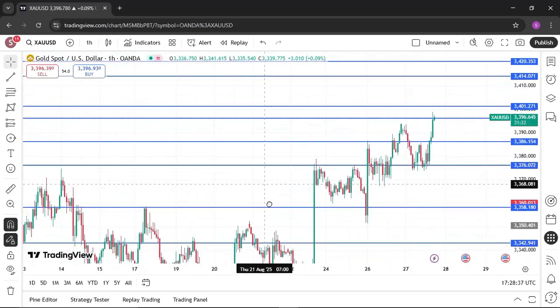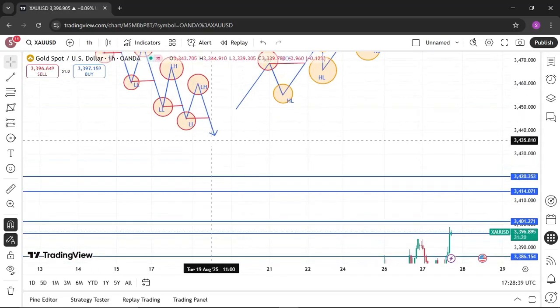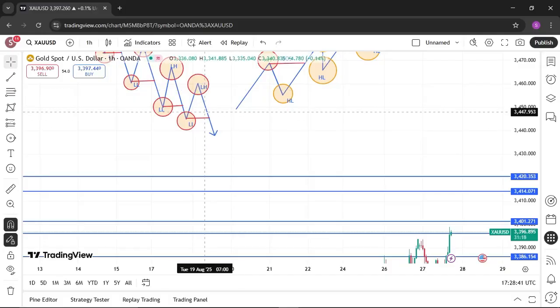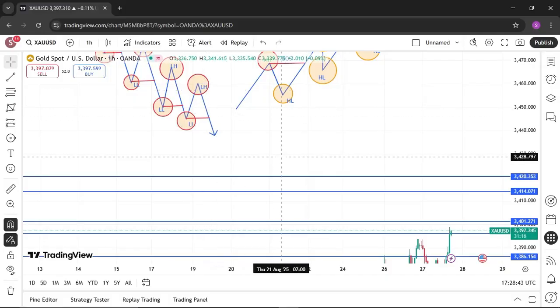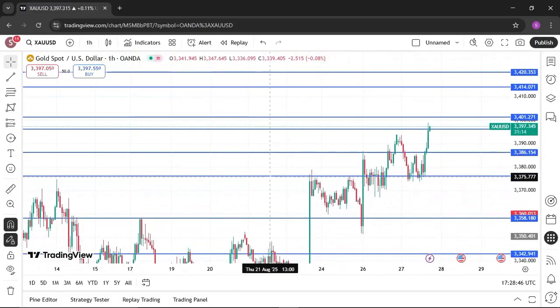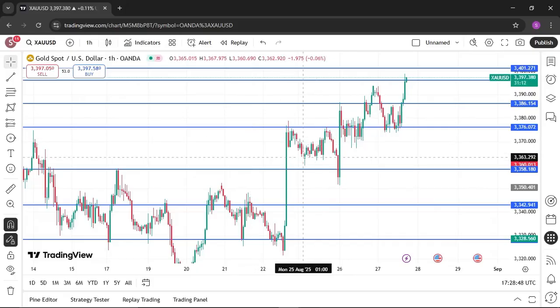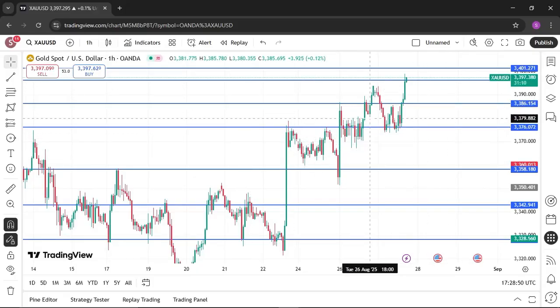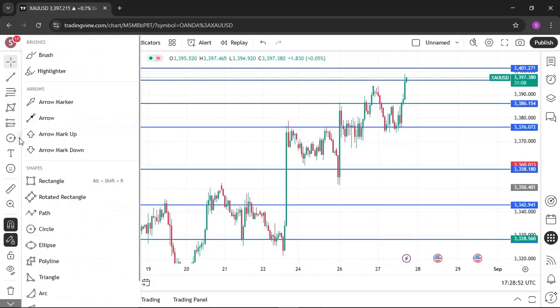You are not going to see it as clean as this. It's not going to be straight like this. This is just an illustration, a demonstration. But this is how you are going to see it, because it's a candle chart pattern. Now let's draw our uptrend movement here.